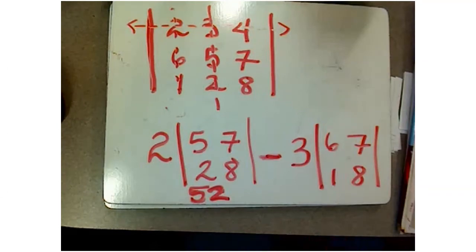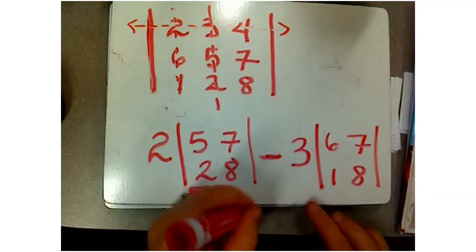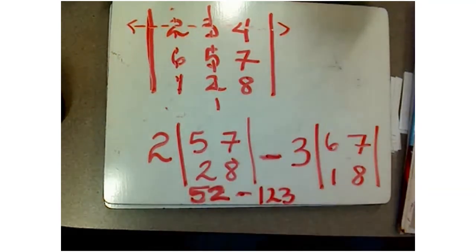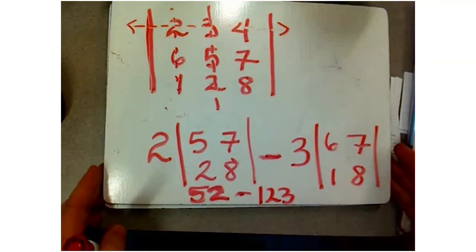Let's see. 6 times 8 is 48. Minus 7 is 41, and then we got to times that by 3. What's 3 times 41? 123. So we got 52 minus 123. We might as well write that down below, right? Or in some little note area that we created. Okay.